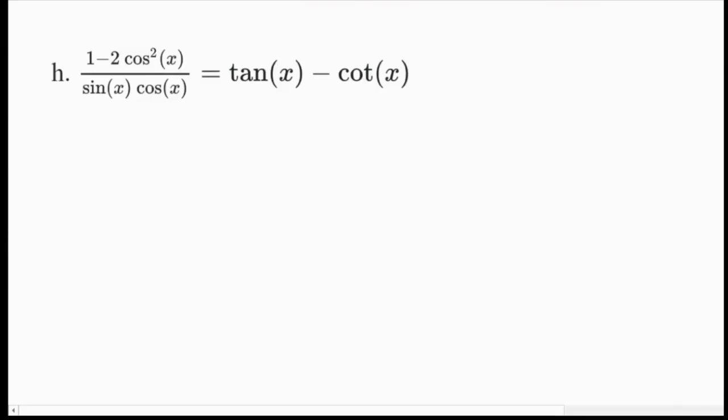Here we're asked to prove a trig identity. To do that, we're going to make the left side look exactly like the right side. I'm basically just going to simplify this, and the goal is to make it equal to tangent x minus cotangent x.